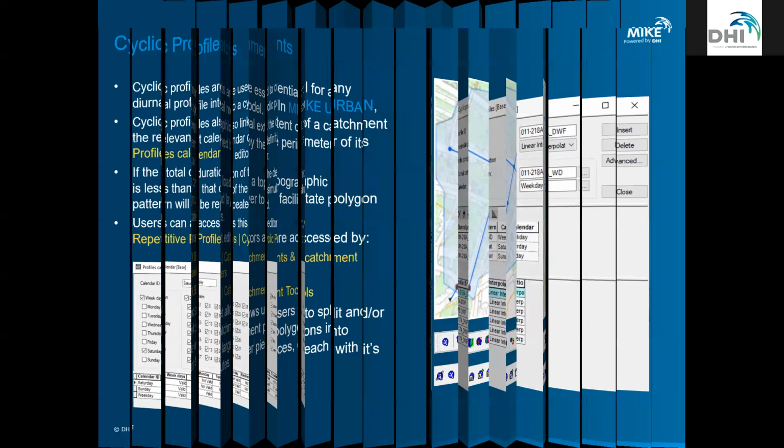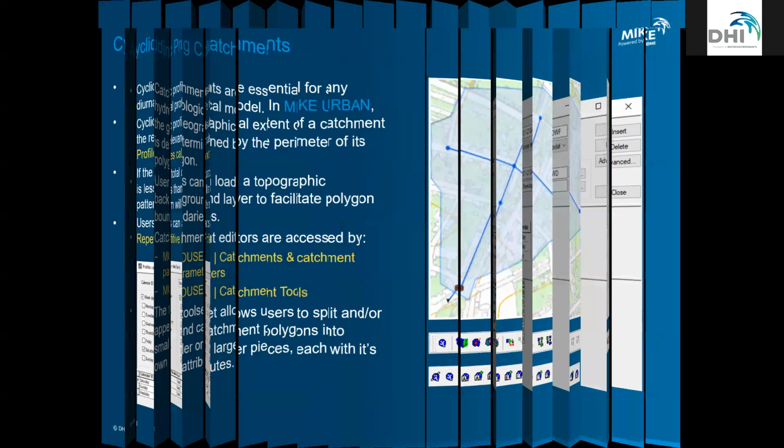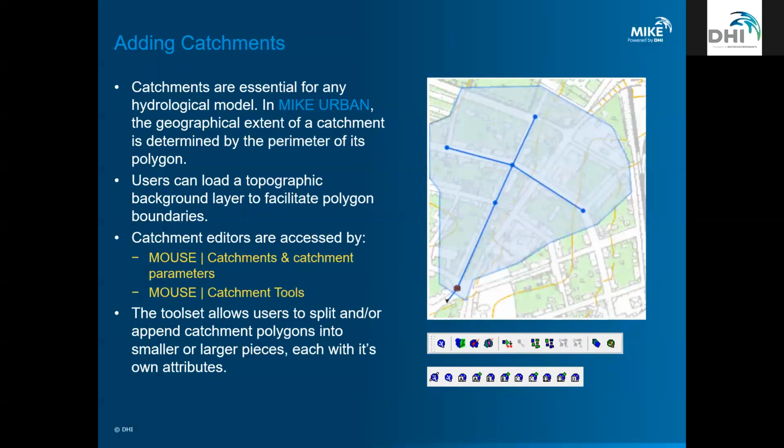Okay, so now that we've covered most of the hydraulic elements, we're going to talk a little bit about hydrology. So catchments are essential for any hydrological model, and they're represented here. A familiar term, if you're familiar with GIS, is polygons. So here you can see the catchment is just this outline here surrounding the hydraulic network.